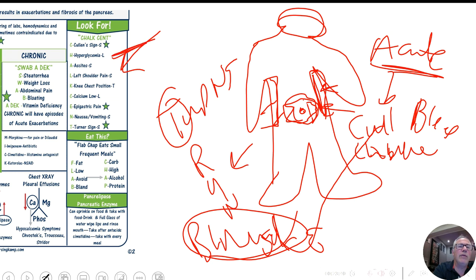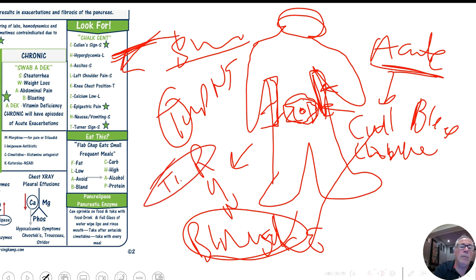Hyperglycemia, we're going to be monitoring for signs and symptoms of this. They might get on an insulin drip. They could ultimately destroy that pancreas so much that they become type 1. Ascites, again, inflammation. Left shoulder pain, knee to chest position.